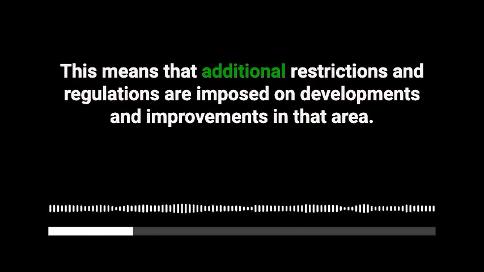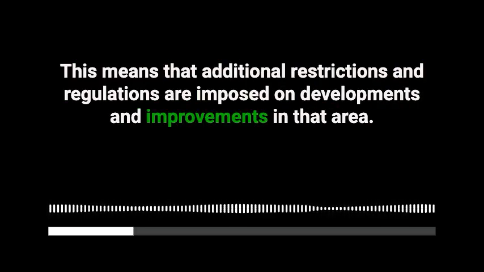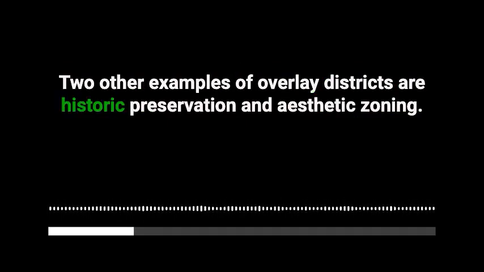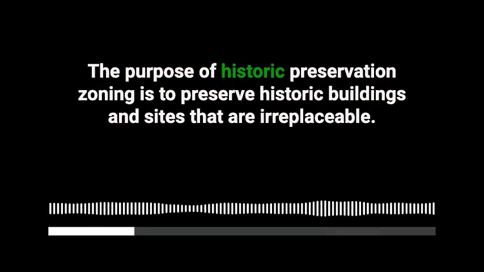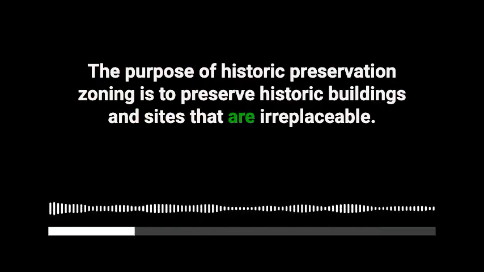This means that additional restrictions and regulations are imposed on developments and improvements in that area. Two other examples of overlay districts are historic preservation and aesthetic zoning. Historic preservation zoning. The purpose of historic preservation zoning is to preserve historic buildings and sites that are irreplaceable.